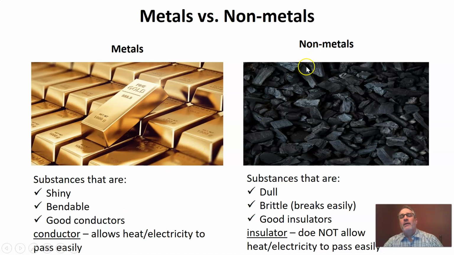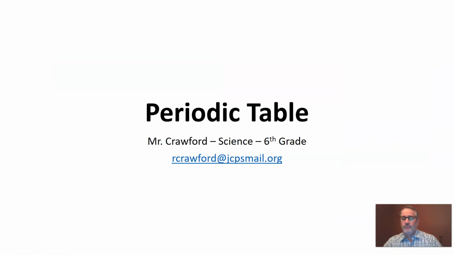Nonmetals, on the other hand, as the word itself indicates, are things that don't behave like metals. Nonmetals are substances that are dull, which means they don't reflect light. They're not very shiny. They're brittle, which means they break apart very easily. They don't bend. They're good insulators instead of conductors. An insulator is any substance that does not allow heat or electricity to pass very easily. So let's see how nonmetals and metals play out on the actual periodic table.